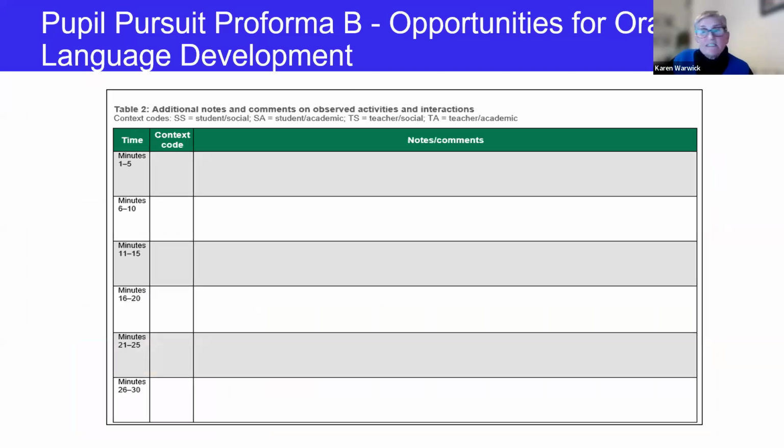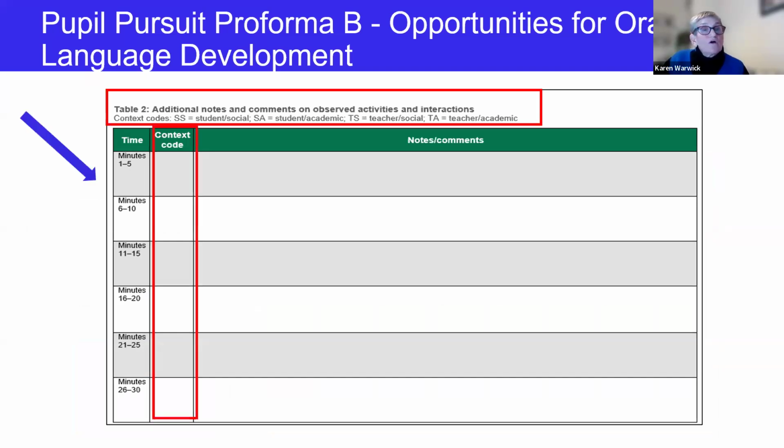And then we have an additional table 2, which is for additional notes and comments of observed activities. Again, there's time intervals there. You've got a column there for context code, and your codes are here at the bottom and just underneath the title there for you to insert into the column. And again, space for you to add your own comment. The sample, again, sample B, will be on the website soon as well for a model of that.